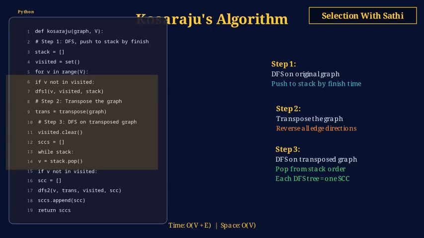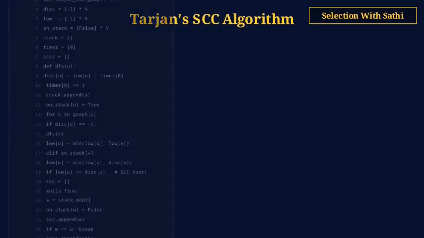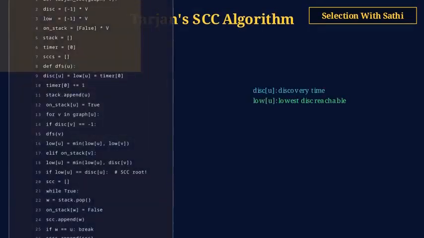Why does this work? The transpose preserves SCCs but reverses the connections between them. Processing in reverse finish order ensures we do not cross SCC boundaries. Total time, O of V plus E for 2 DFS passes and 1 transpose. Tarjan's algorithm finds SCCs in a single DFS pass.